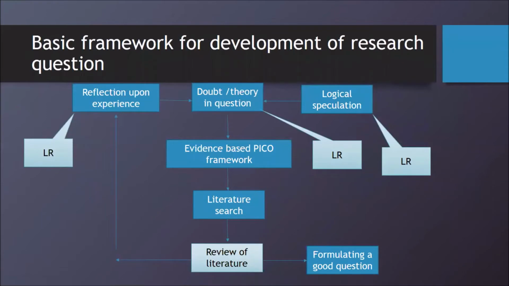This figure shows a framework for putting up a research question. There are callout boxes that represent the requirement of literature review, or priors, at various stages of development of a research question. LR is written over them, meaning literature review. So you have some previous information which helps your experience and intuition in framing a research question. All these boxes, that is reflection upon experience, doubt or theory, logical speculation, evidence-based questioning framework, literature search, and review of literature, help you formulate a good question.